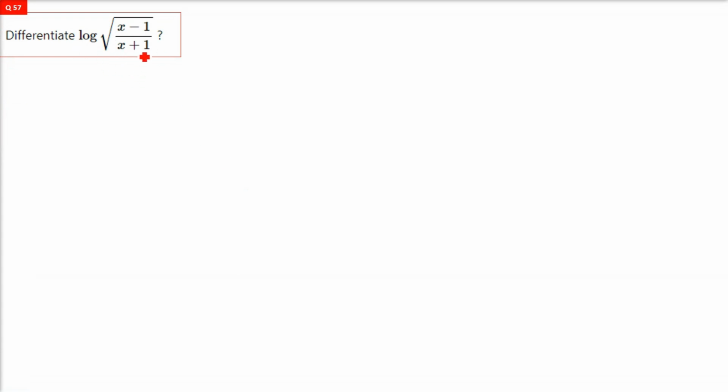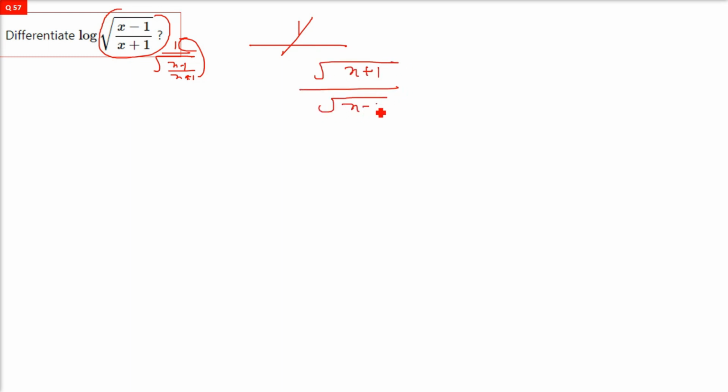Differentiate log of under root x minus 1 by x plus 1. This kind of question we have already done, so if you just want to skip, you can skip. But for the sake of completion, the derivative of log of anything will be 1 by that thing. So under root x plus 1 goes into the numerator, and under root x minus 1 comes in the denominator.